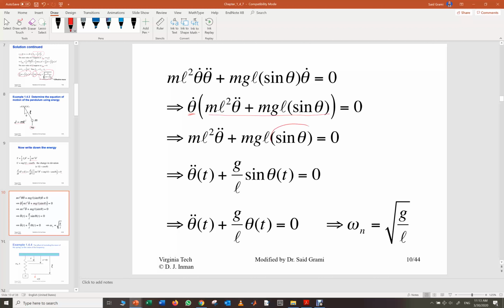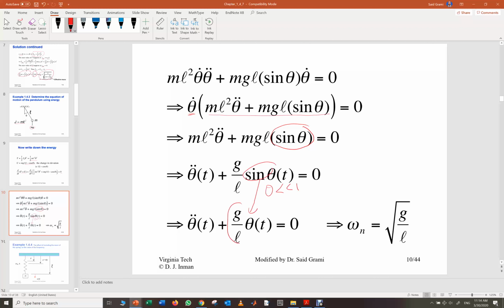So here this is a nonlinear term, and we can approximate sine theta, when theta is small, by theta. So we get theta double dot plus g over l sine theta equals 0, and theta is very small, so we can substitute sine theta by theta. So we get theta double dot plus g over l theta equals 0.